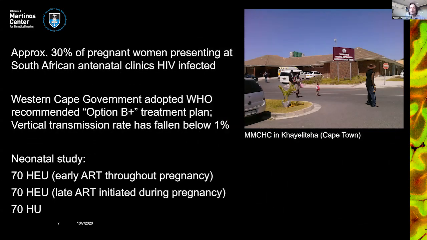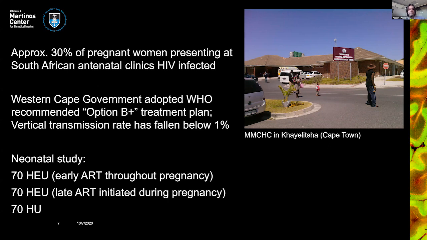Approximately 30% of pregnant women presenting at South African antenatal clinics are HIV infected, including the Michael Mapangwane Community Health Center in Khayelitsha, shown here on the right. This is where our recruitment is done. Because the Western Cape government has adopted the Option B Plus treatment plan from the World Health Organization, vertical transmission rates have fallen below 1%. So very few babies are born here with HIV infection.